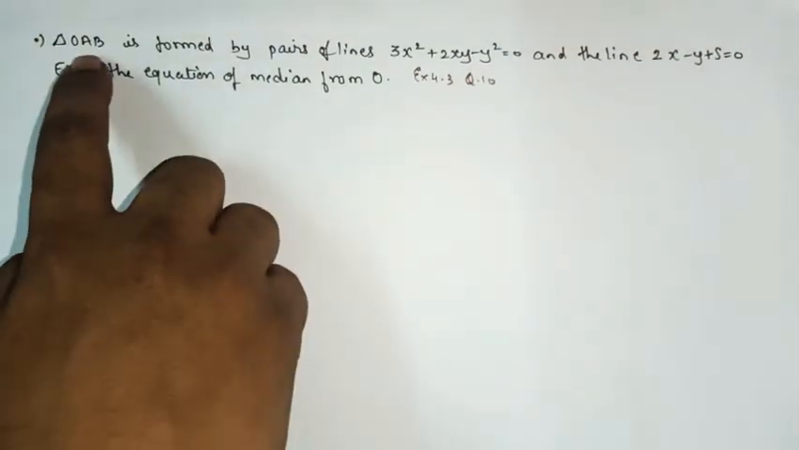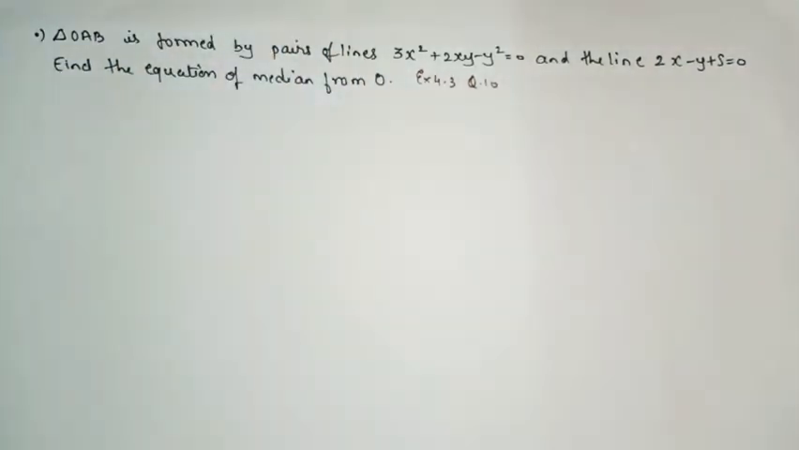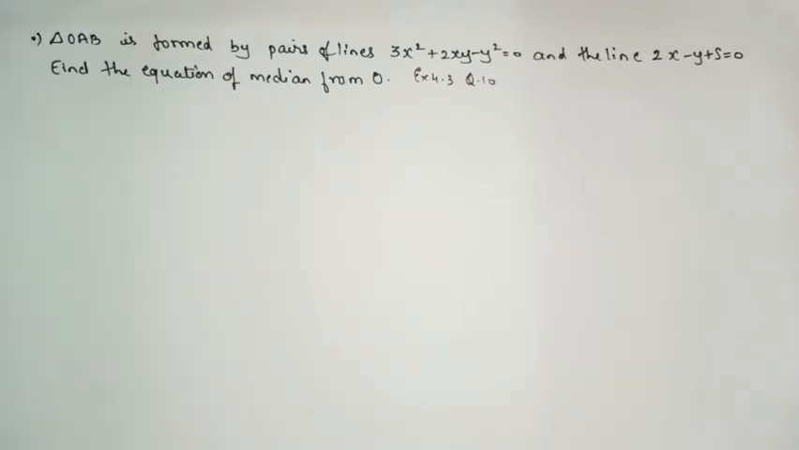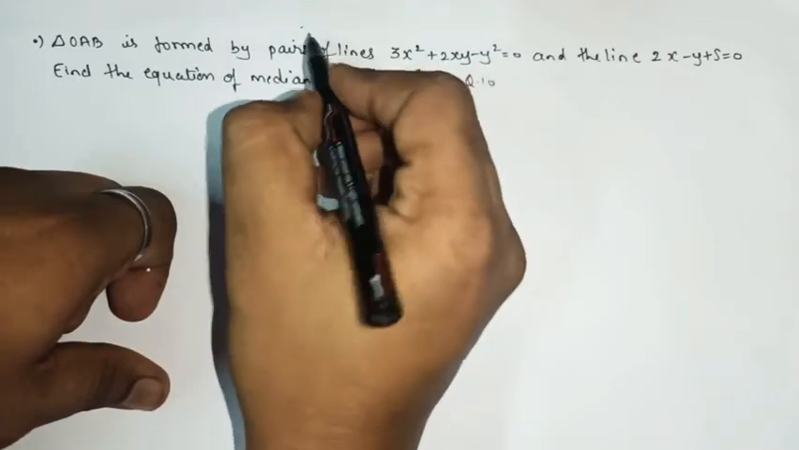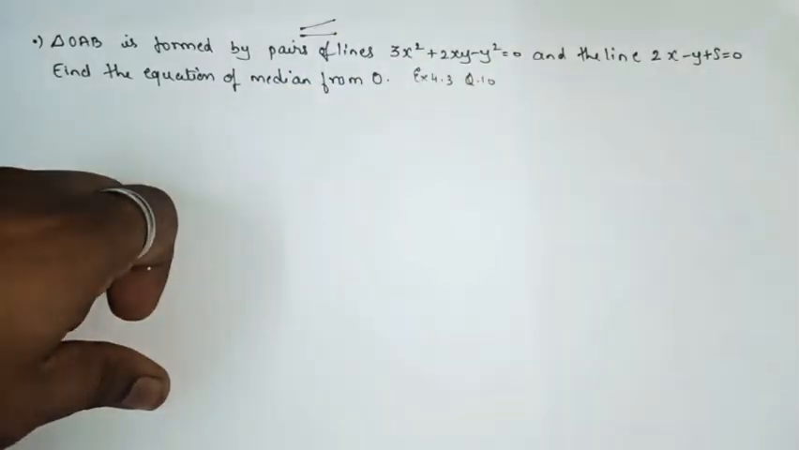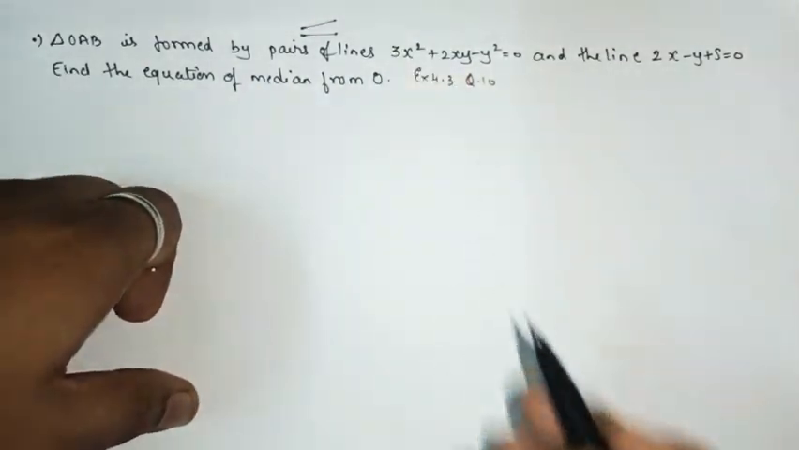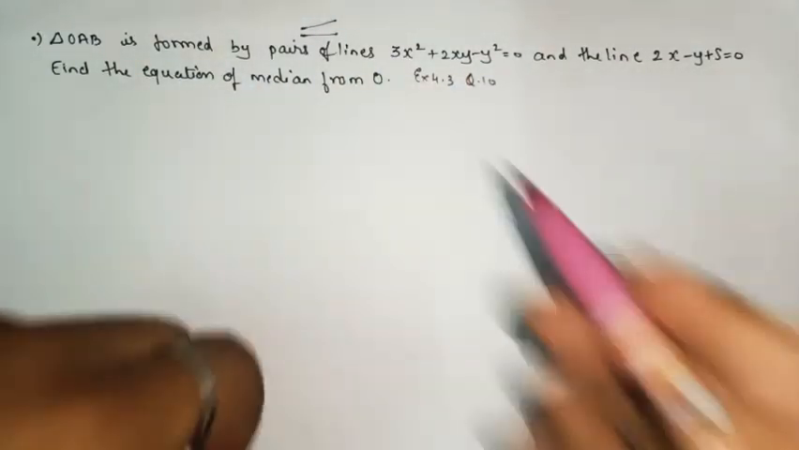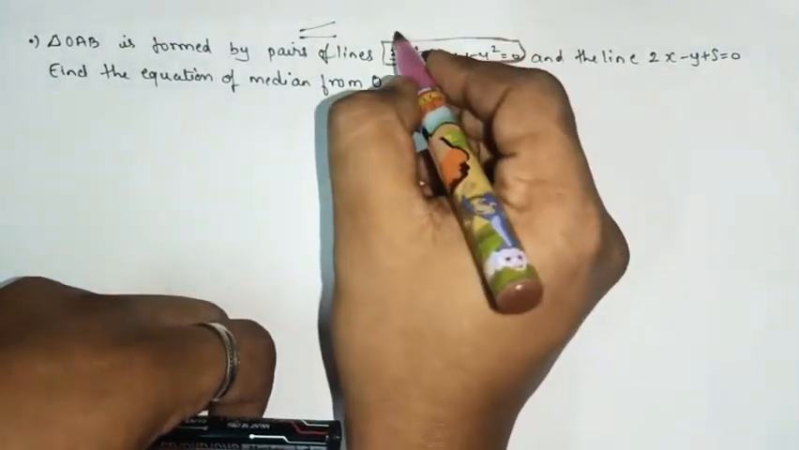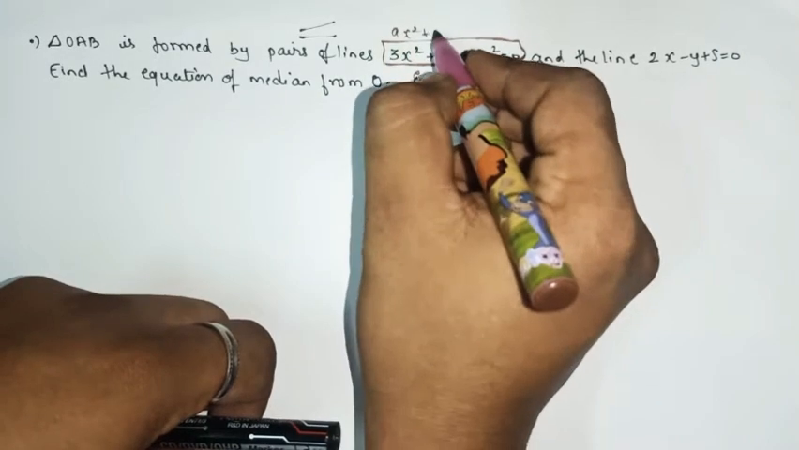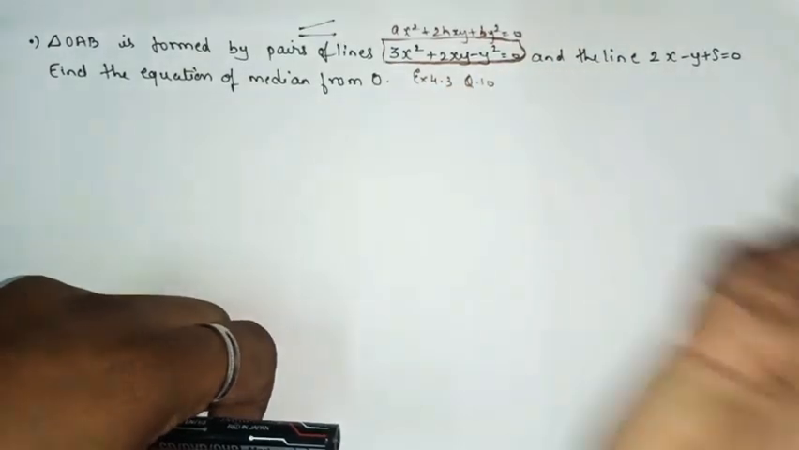Here we have triangle OAB formed by the pair of lines. So from this we can say we have two lines, is formed by the pair of lines. Here we got a quadratic equation which is in the form of ax square plus 2hxy plus by square equals to 0.